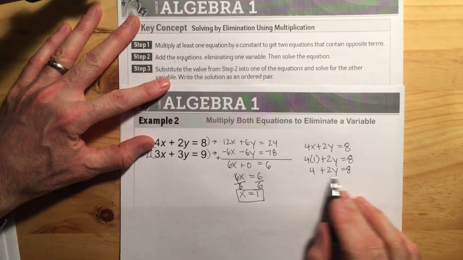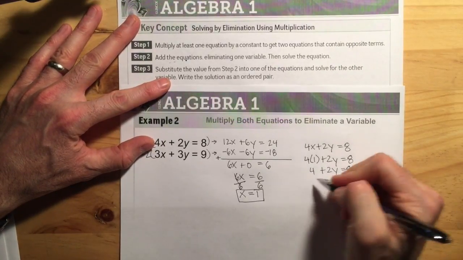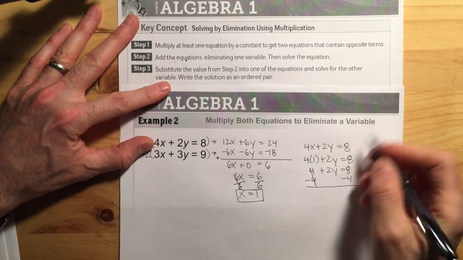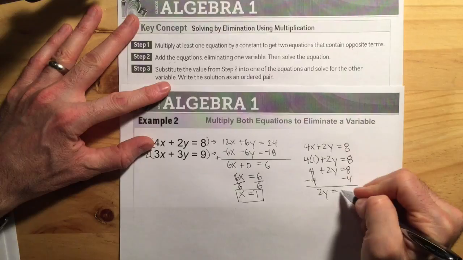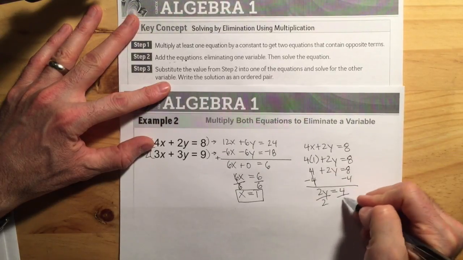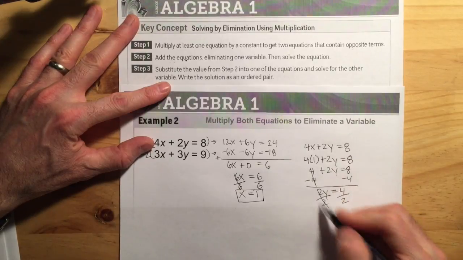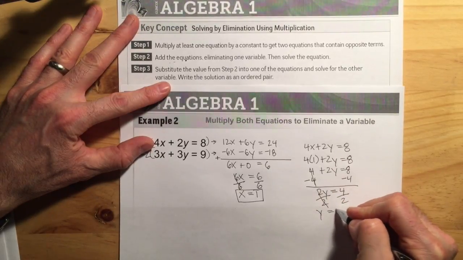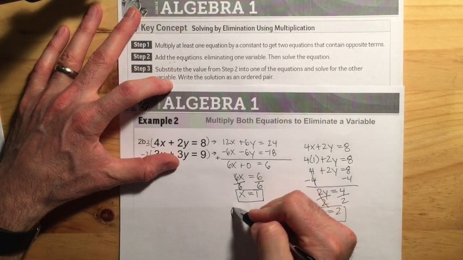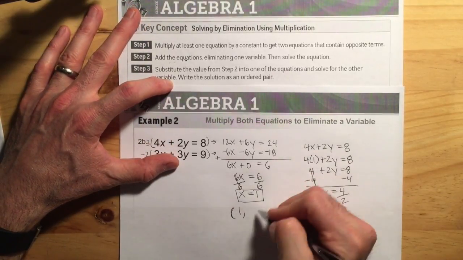I want to get y by itself. Let me start by subtracting 4 on both sides. This eliminates. I get 2y equals 4. And I divide both sides by 2. Again, I want y by itself. That eliminates. I get y equals 2. So it looks like my ordered pair is going to be (1, 2).